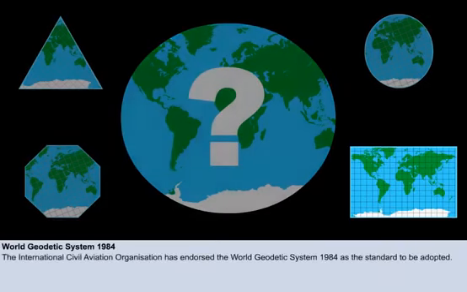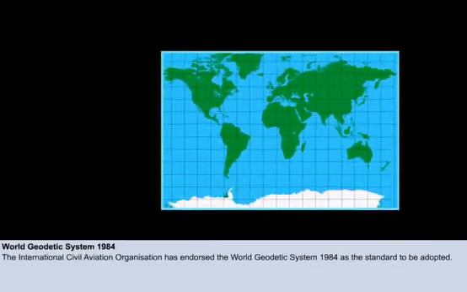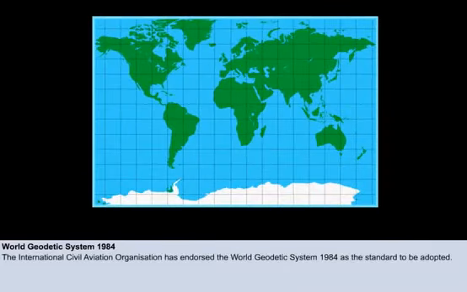A single model is needed, and the International Civil Aviation Organization has adopted the Earth Model World Geodetic System 1984, and this has become the standard model used for navigation around the globe. This Earth model is referred to as WGS 84.